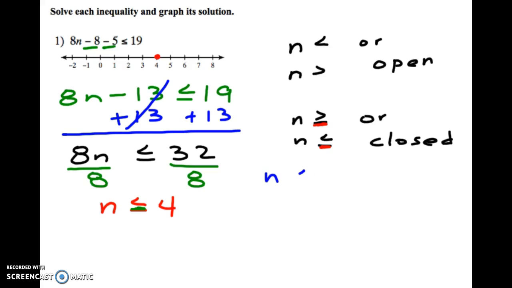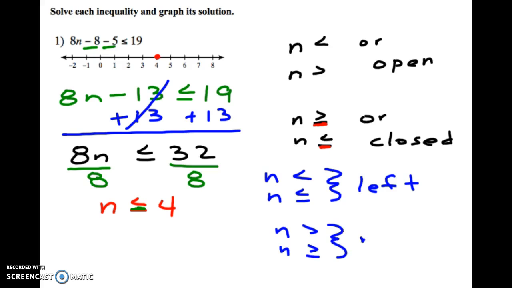Next, if we have n is less than or n is less than or equal to, we're going to shade to the left because we're going to want the numbers smaller than our answer. If it's n is greater than or n is greater than or equal to, we're going to want to shade to the right because we're going to want the answers that are larger than the given number. So for the one we're currently doing, it's a less than or equal to, so we want to shade to the left. All the numbers that are equal to 4 or smaller than 4 for this one.